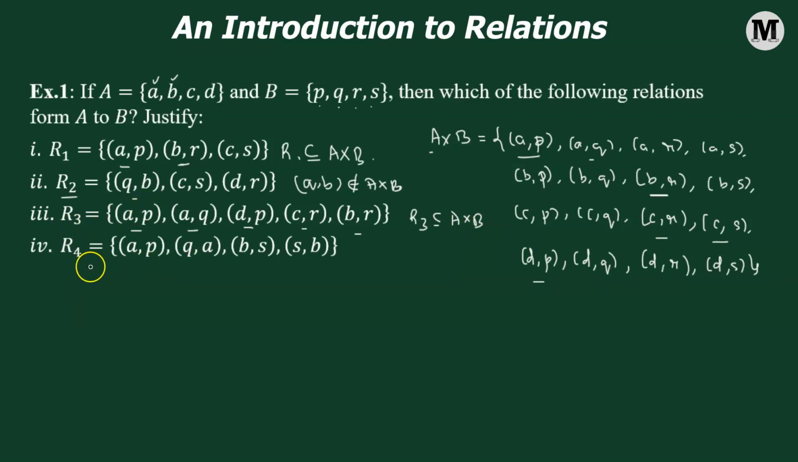Then we come to the last relation, R4. You have (A, P) that belongs to the Cartesian product of A and B. However, (Q, A), this particular ordered pair, is not a member of the Cartesian product of A and B, which means we can simply say that R4 is not a subset of the Cartesian product of A and B, and since it's not a subset, R4 is not going to be a relation from A to B.